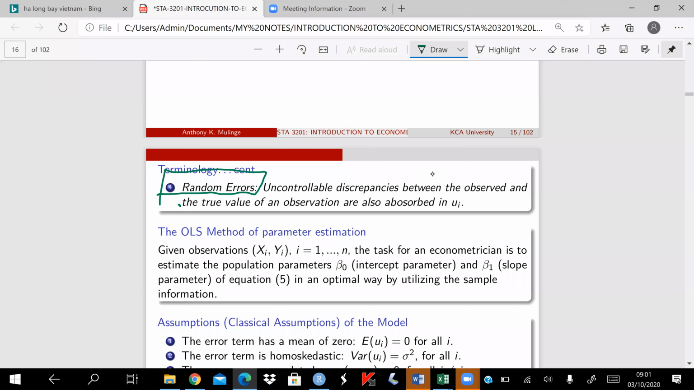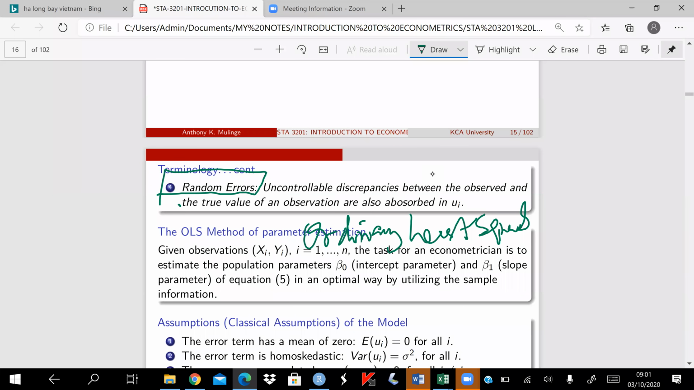Okay, so how do we go about that? In order to make sure that the error term is inconsequential in our regression analysis, we use several methods in the estimation of the parameters. And the method that we're going to discuss here is what we call the ordinary least squares method, or the OLS method.